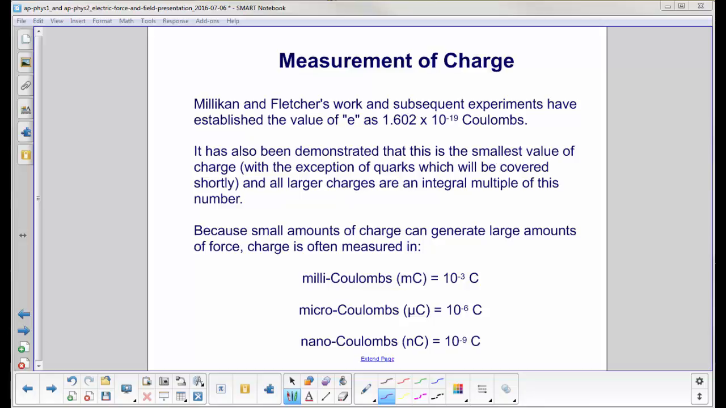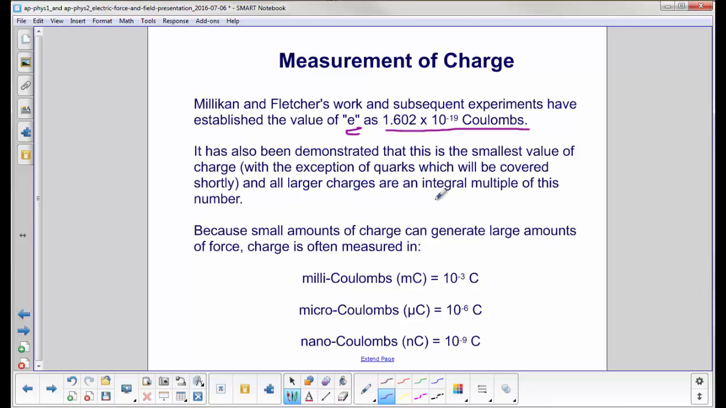Millikan and Fletcher's work and subsequent experiments have established the value of e as 1.602 times 10 to the minus 19th coulombs. Obviously, there are more decimal places after this depending on how precise the measurements were carried out. It has also been demonstrated that this is the smallest value of charge possible, with the exception of quarks, which will be covered shortly. But it's the smallest value of charge you can see. You can't actually find the charge on the quarks directly.